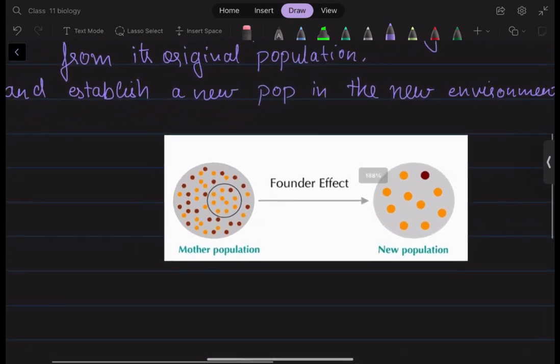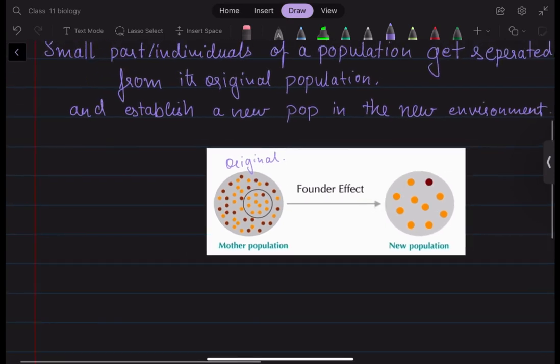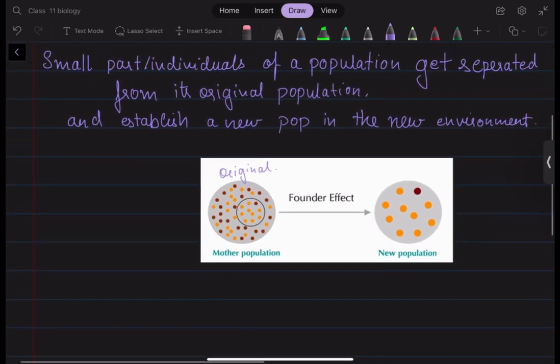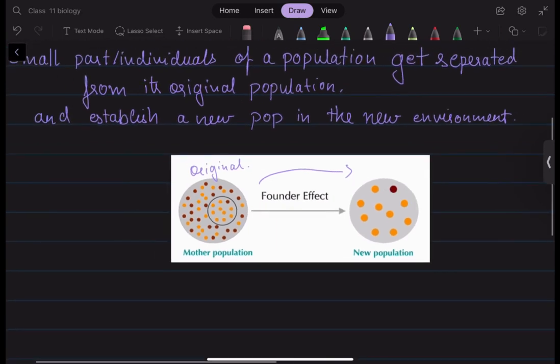So let us say we have this original population, or we can say the mother population. From this, we take few individuals and move them to another medium. Now, you will notice that there is a change in the allele frequency of this new population, because previously there was no population at all. Now there's a population. So we can call this a change too, right?